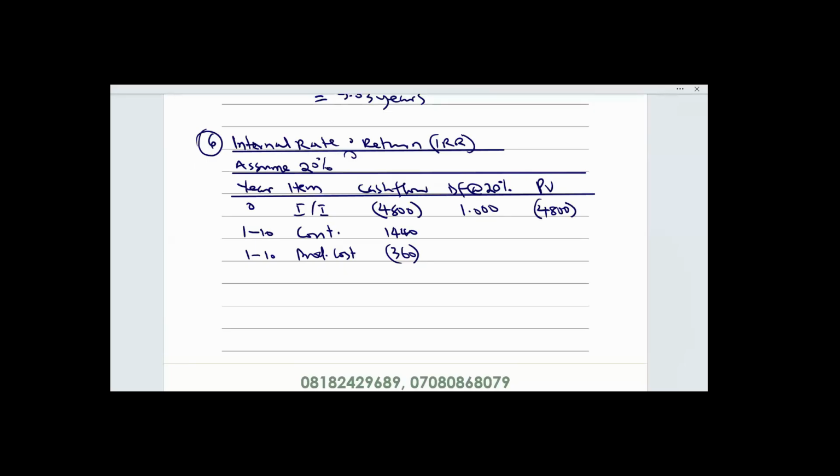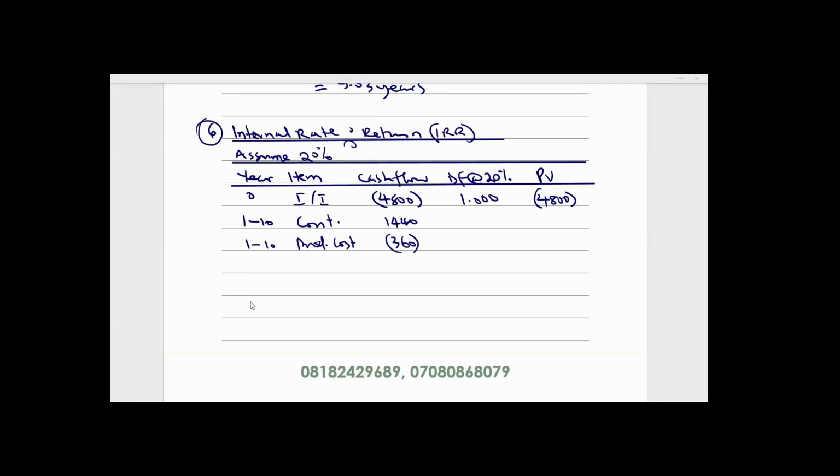1.2 raised to power 10 minus 1, divided by 0.2. I got 4.192. Then I will multiply to get the present value.